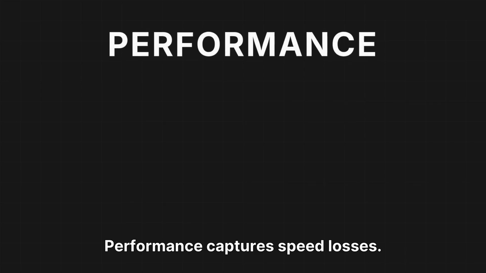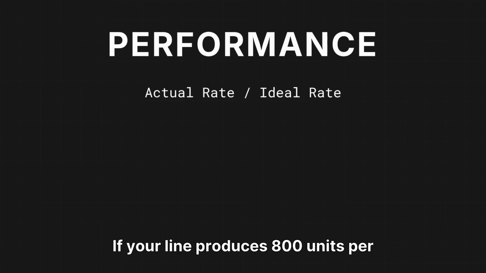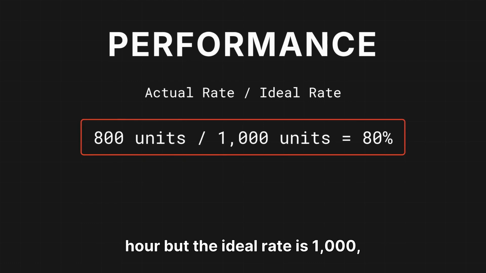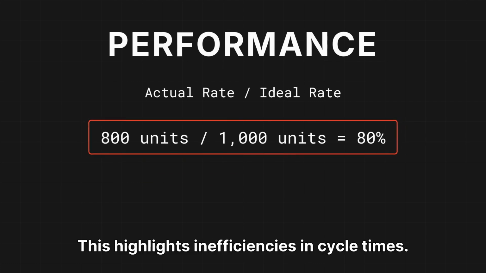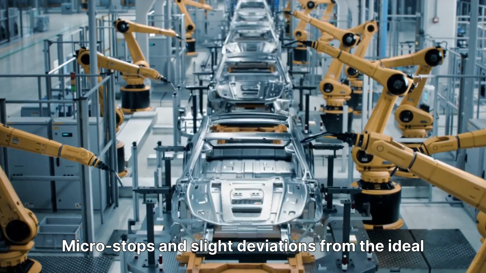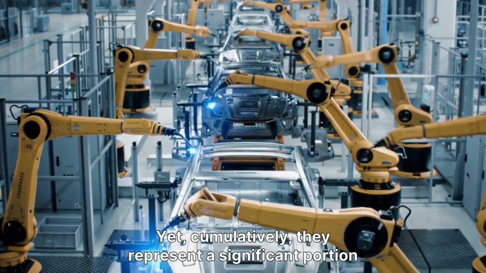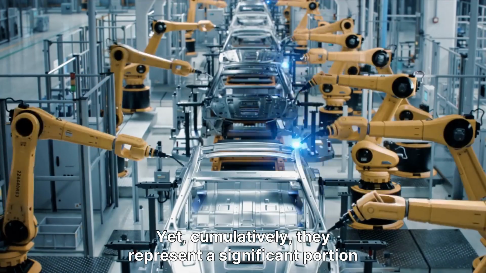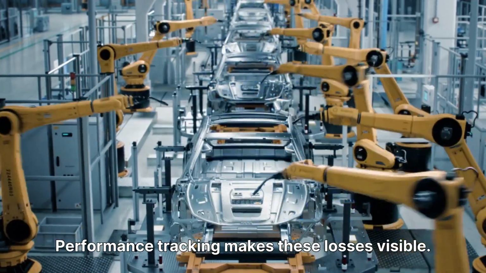Performance captures speed losses. Even when your machine is running, it may not be at its rated speed. If your line produces 800 units per hour but the ideal rate is 1,000, your performance is 80%. This highlights inefficiencies in cycle times. Microstops and slight deviations from the ideal cycle time often go unnoticed in manual logs, yet cumulatively, they represent a significant portion of your daily productivity gap. Performance tracking makes these losses visible.